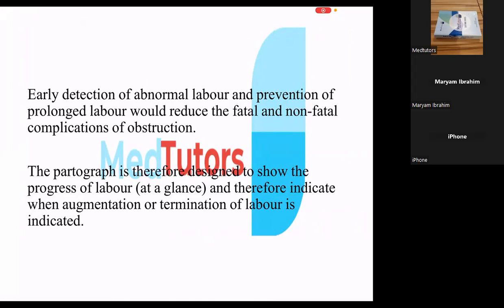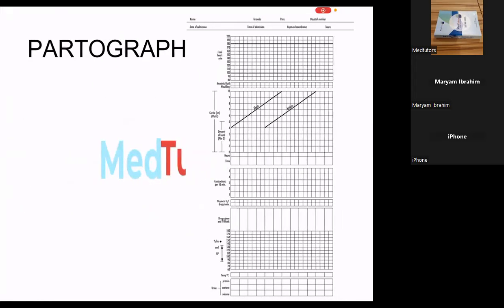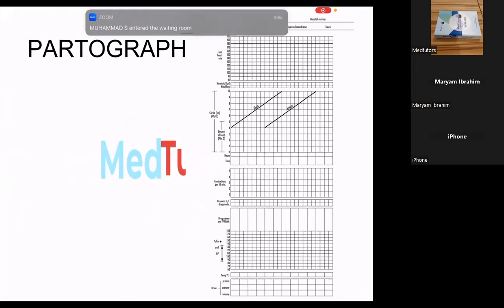So the Partograph is designed in such a way that once a woman is in labor and the Partograph has been opened, just by taking the paper and looking at it, you'll be able to figure out if the labor is going how it should go, or if there's a problem. So this is a picture of a Partograph. It has several components, but this is a pictorial representation of how the Partograph looks. So it has several components, which we will discuss one by one.